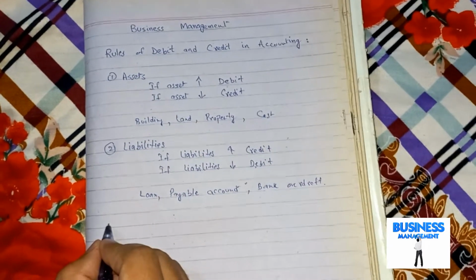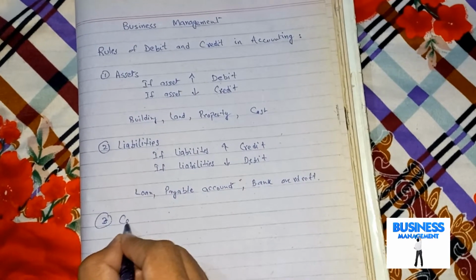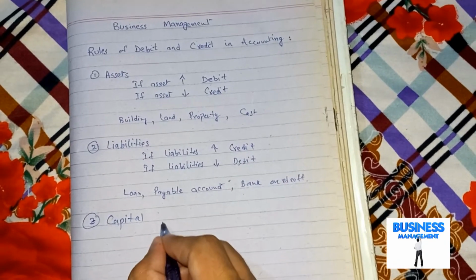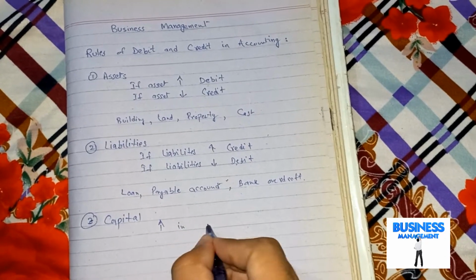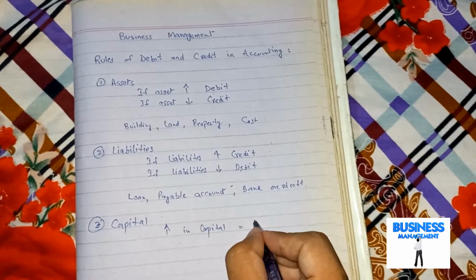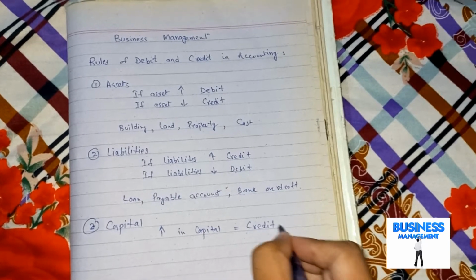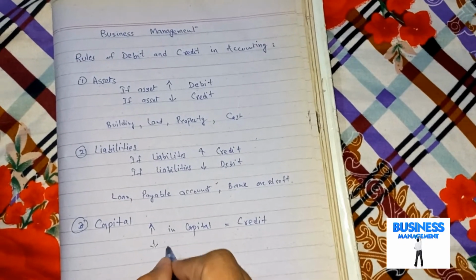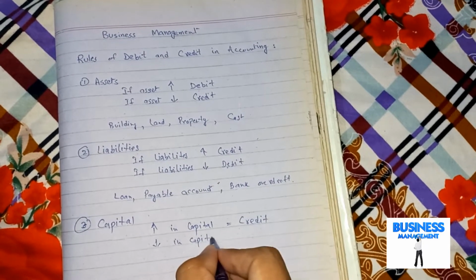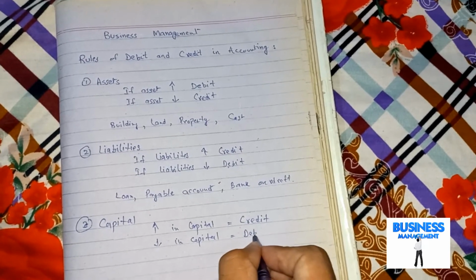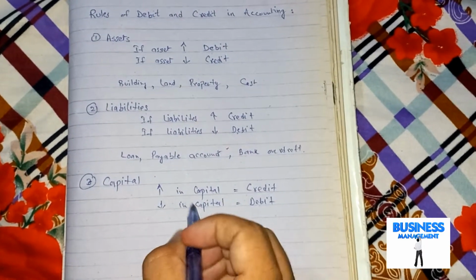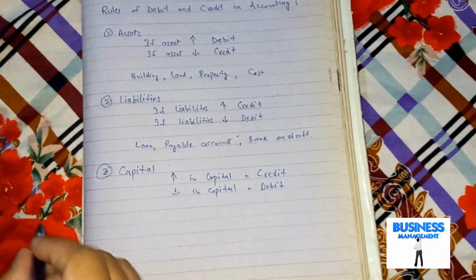And third is capital. An increase in capital will be booked on the credit side. If there is a decrease in capital or drawing account, this will be debit, on the debit side. So the capital rules are the same as the liabilities rules.